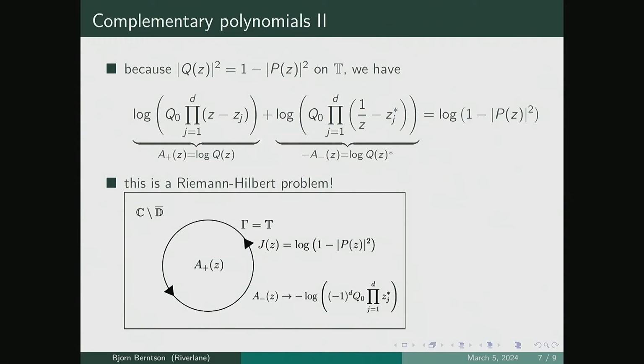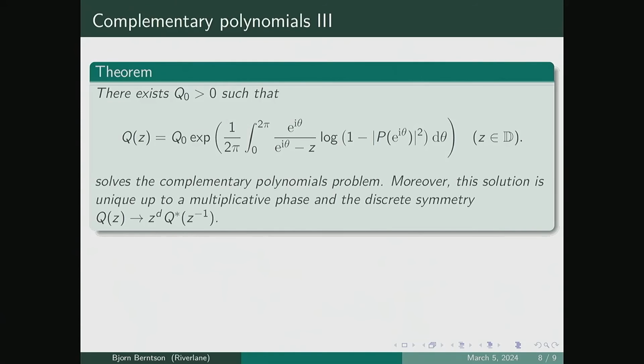So using the fact that this is a Riemann-Hilbert problem, using our explicit solution to the Riemann-Hilbert problem I wrote on a previous slide, going through some algebra, we're able to solve this complementary polynomials problem analytically and explicitly. The idea is that the Riemann-Hilbert problem will give a plus as a solution. We know a plus is the log of q, so we just exponentiate to get q, our polynomial. So the theorem is here. There's a positive number q naught such that this integral formula solves the complementary polynomials problem, and the solution is even unique up to a multiplicative phase and a discrete symmetry.